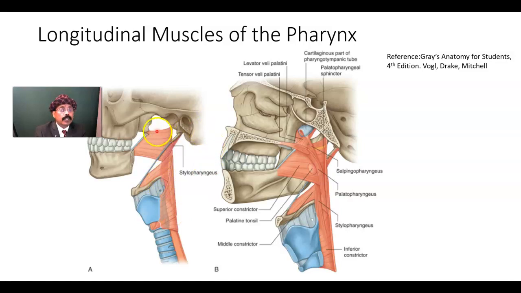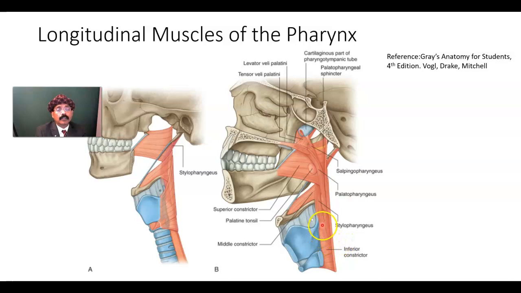And there is some gap between the base of the skull and the superior constrictor, between the superior and middle constrictor, between the middle constrictor and inferior constrictor, and between the inferior constrictor and the esophagus. We'll find out the structures present in those gaps. This is the superior constrictor we are seeing here. A structure, the cartilaginous part of the pharyngotympanic tube, passes above the superior constrictor muscle. This is the levator veli palatini muscle. There are also some blood vessels. And here is the stylopharyngeus muscle.